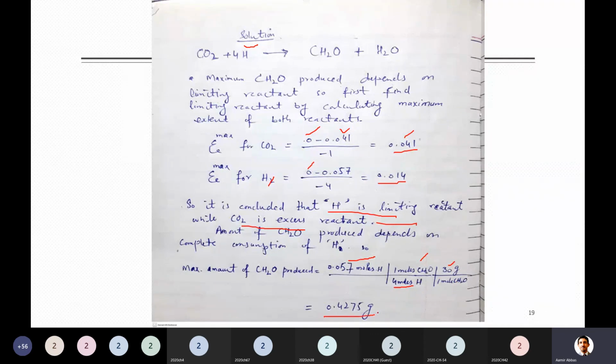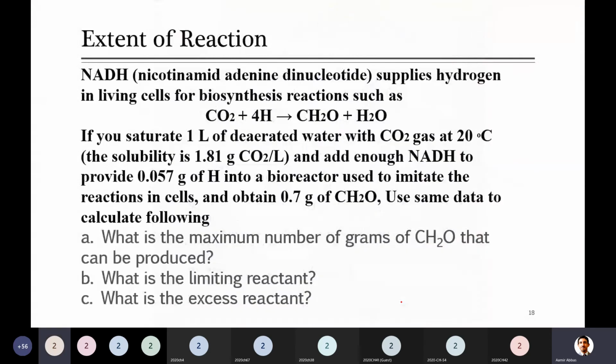So from this I can find that 0.404275 gram of CH2O is the maximum value which can be produced from this reaction. Got it? Yes, sir.